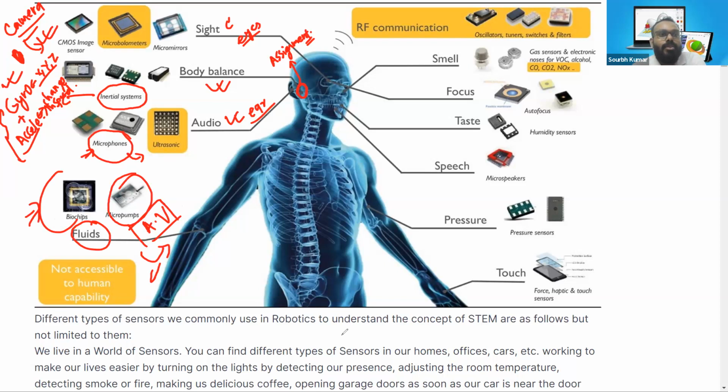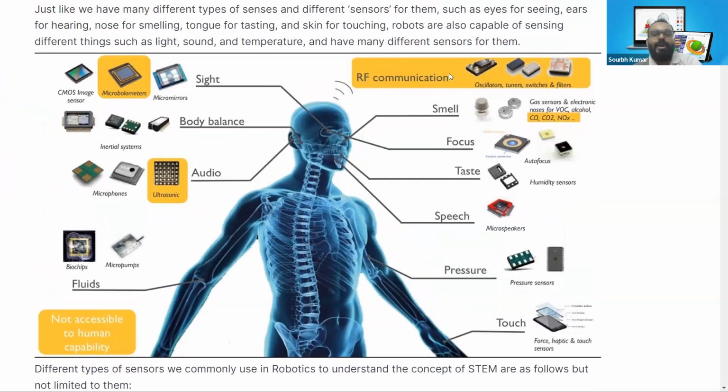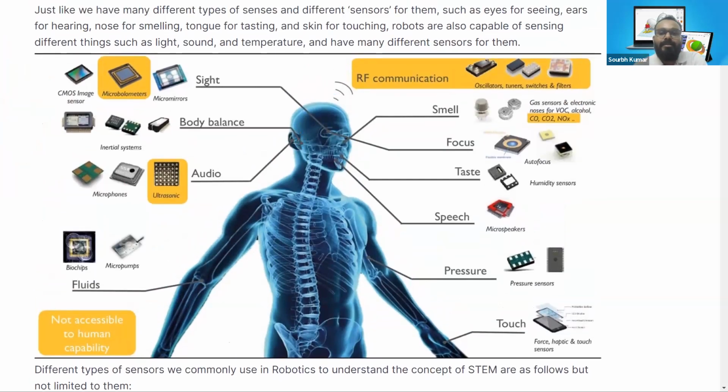Ultrasonic, like a lidar shown in the robot photo above on the head, sending the ultrasonic signal. Yeah, the ultrasonic sensor. Yes, I will discuss that in detail, sir. Absolutely correct. So apart from this, what we have is the RF communication.